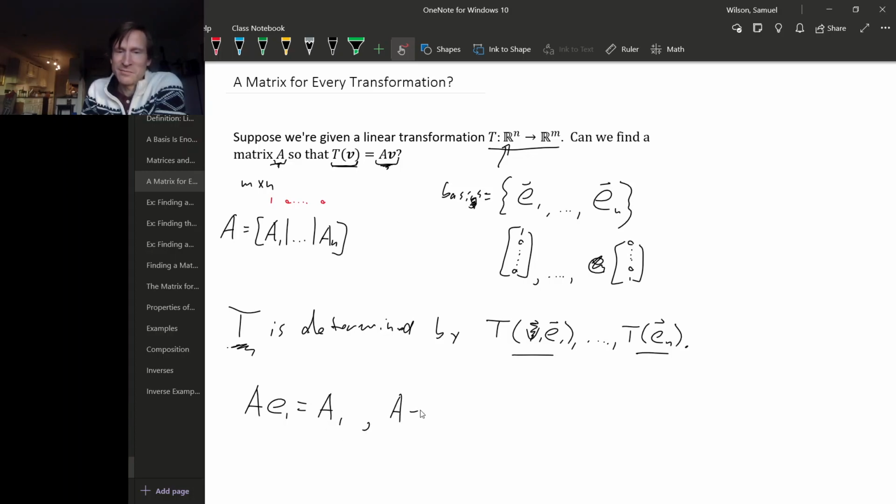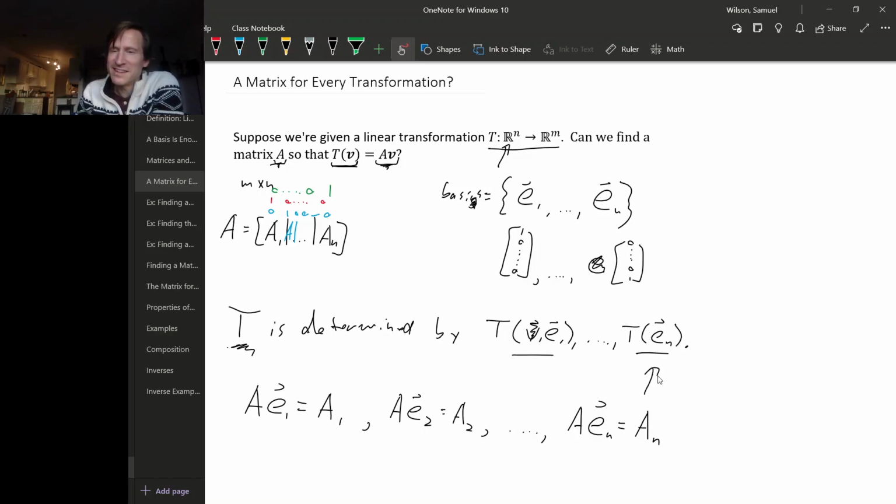What about A times E2? Well, we can do the same thing. Have a 0 and then a 1 and then nothing but zeros afterwards. You can see that this is just going to pick up the second column. So A times E2 is the second column of A, A2. And so on, all the way down to the last one, A times En. So En is the standard basis vector that's all zeros except there's a 1 in the last entry. And then when you do this matrix multiplication, that 1 just picks up the last column. So A times En is An.